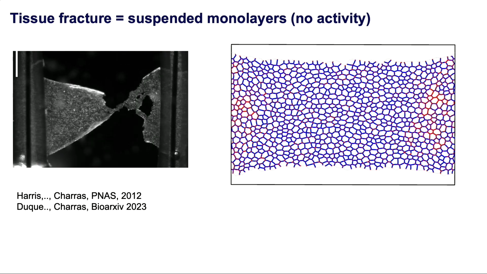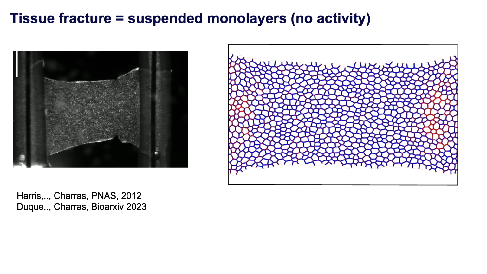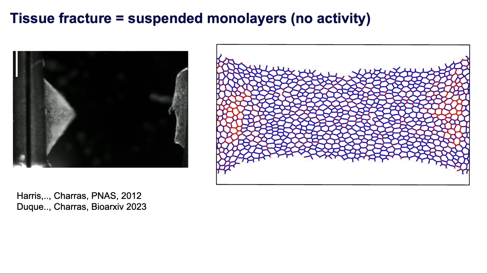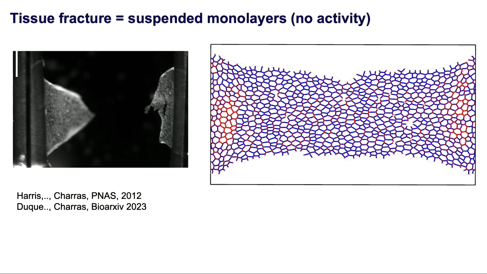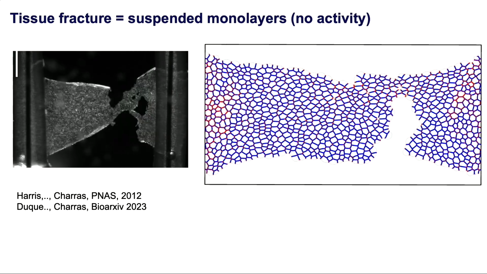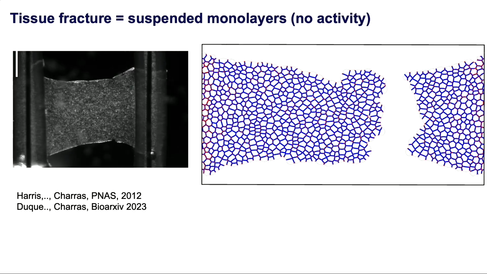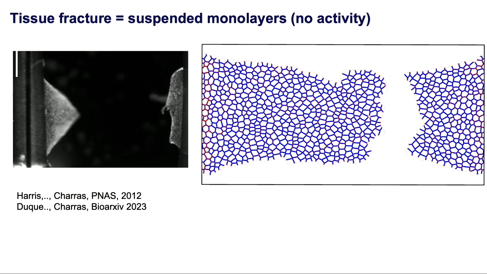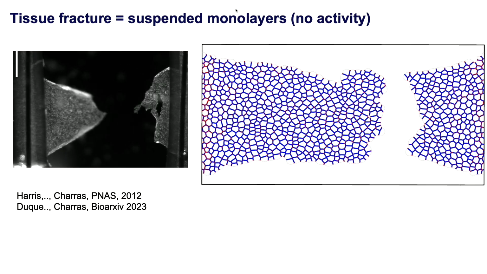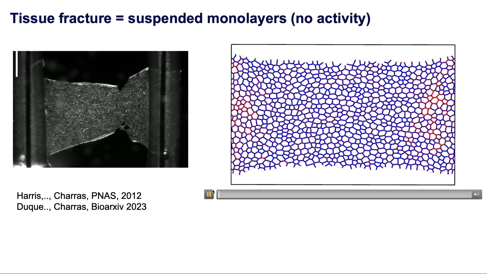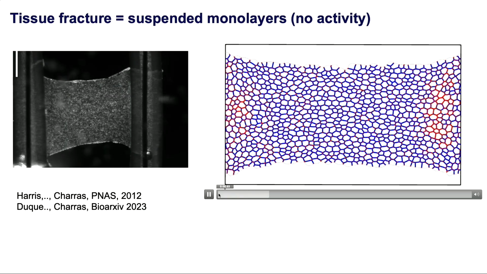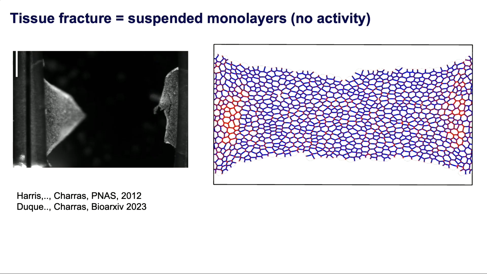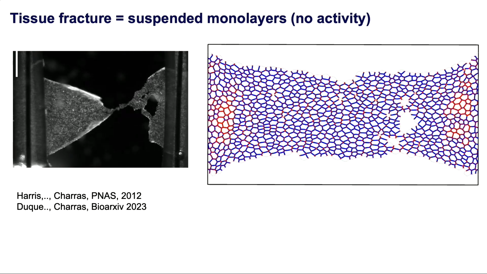Okay, so already with this model, you can study very simple things. This is a very famous experiment by Chara's group, in which they grow a tissue on a plate, then they detach it, so you have a suspended monolayer, and then they pull and stretch. So here there is no dynamics; it's a quasi-static induced fracture. And in the model, you can do the same thing. You prepare your tissue, and then you stretch it, and you see you have a confluent tissue that at some point fractures.